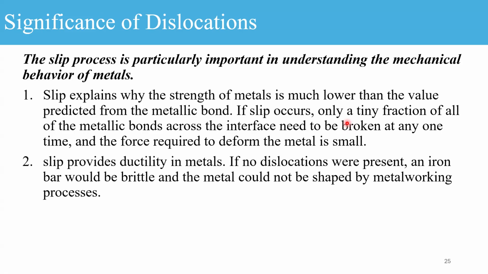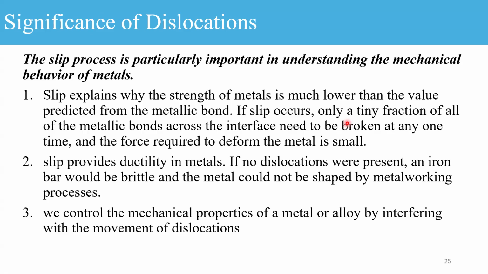Slip also provides ductility in metals. So if no dislocations were present, an iron bar would be brittle and the metal could not be shaped by metal working processes. So slip in a way is a good thing because it provides ductility, so we can do metal working processes and change the shapes of different types of metals. And we control the mechanical properties of metal alloys by interfering with those movements of the dislocations.